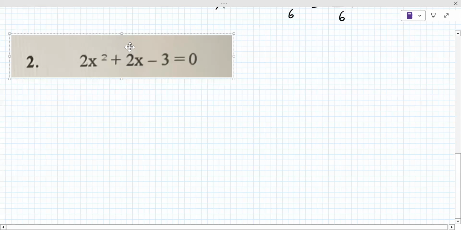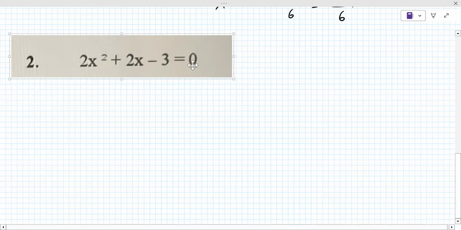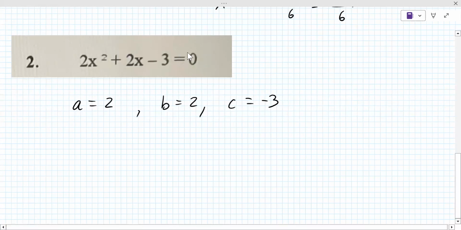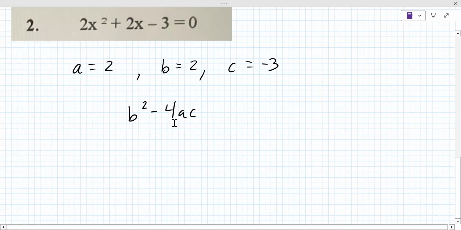But a bunch more to do here. They're all kind of the same. This one is equal to 0, so you're already kind of set up and ready to go. The value of A is 2, the value of B is 2, and the value of C is negative. So what I would recommend, especially if you're going to do some of these on your own, is to do the discriminant first. Okay, so I'd like you to try that part for me, please.